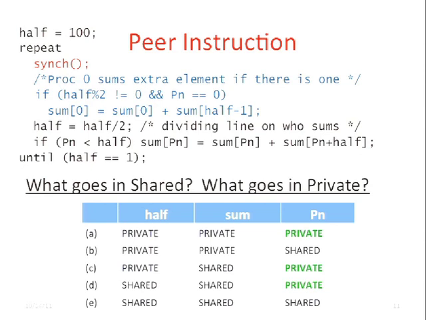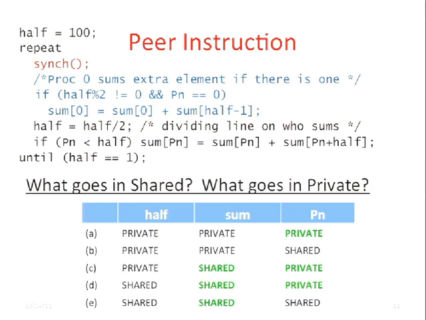Okay, so I think the question is, how do I know how many processors or threads I have available and set things up appropriately? I'll show you that in a little bit. So PN has to be private because it's unique. It's different for every thread.